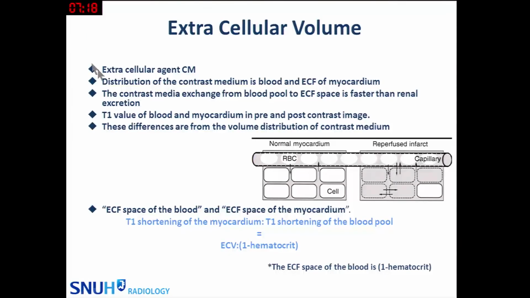So we can calculate the tissue extracellular space by this concept: the ECF space of the blood and the ECF space of the myocardium. The enhancement degree is presented as T1 shortening, which actually represents this ECV space. And we know the ECV, the extracellular volume of the blood, is 1 minus hematocrit. So with this combination, the relation equation, we can calculate the myocardial extracellular space.